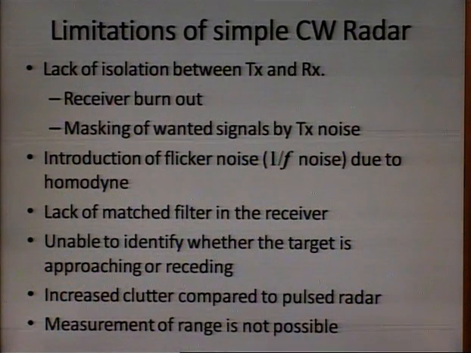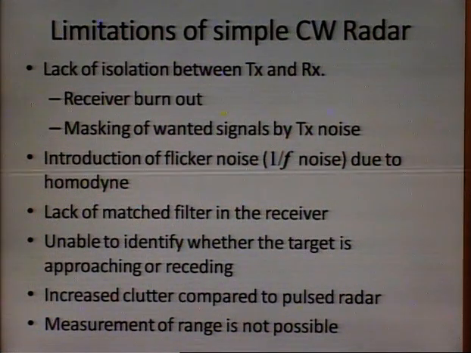Compared to pulse radar, clutter is more because the signal is continuously being transmitted and received. Measurement of range is not possible by using CW radar, because the signal is continuously being transmitted. There is no difference between adjacent pulses or any of the pulses; the signal is continuously the same, and we do not know when the signal started and when it ended, so we can't find the range of the object by using simple CW radar.